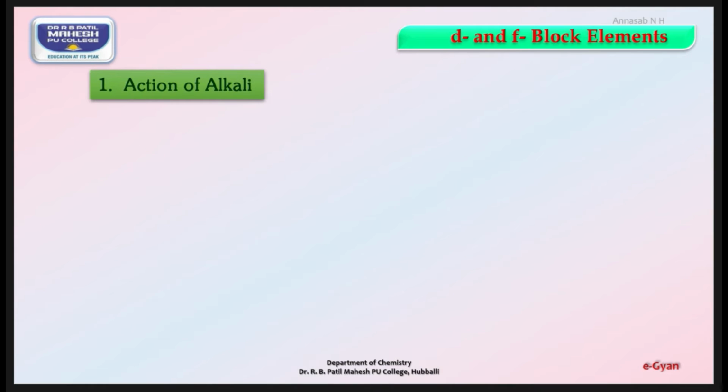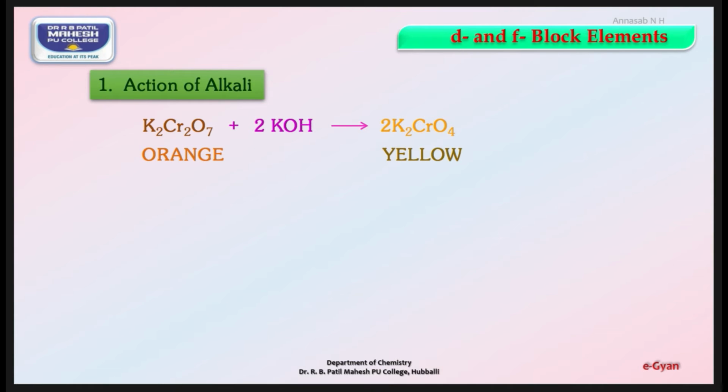Next, action of alkali. K2Cr2O7 which is treated with base like KOH or alkali gives rise to yellow colored substance K2CrO4 potassium chromate and water is liberated. Or in other words, the ionic equation: Cr2O7 2 minus, that is dichromate ion, which is treated with OH minus ion gives rise to CrO4 2 minus plus H2O. Both the reactions are same. In one it is complete reaction and the second one it is ionic equation.